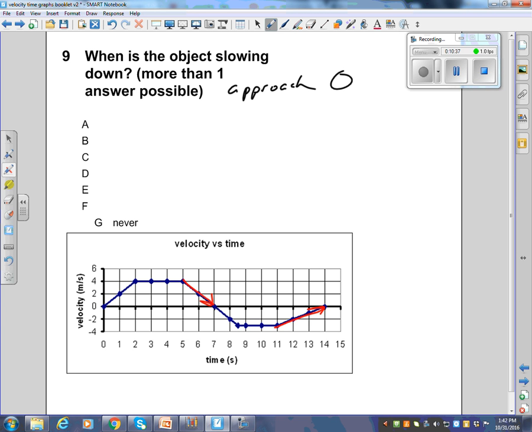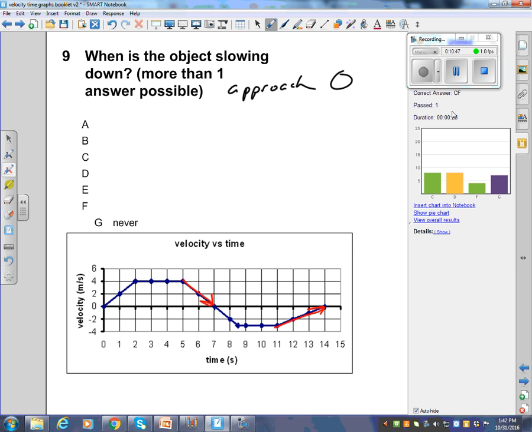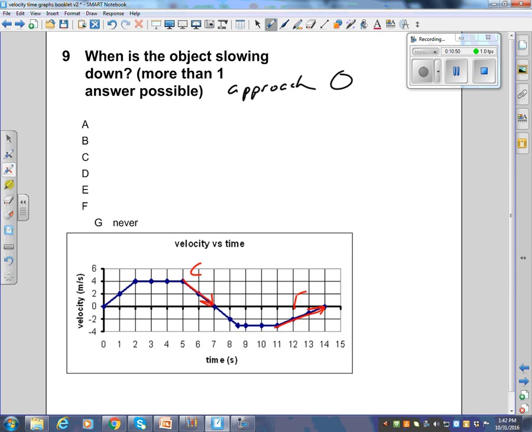What did I just say? And we are approaching 0, Braden, here. Approaching 0. So that's intervals what? C and F. Approaching 0.